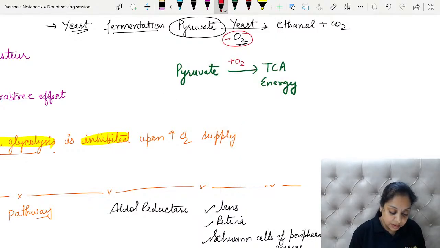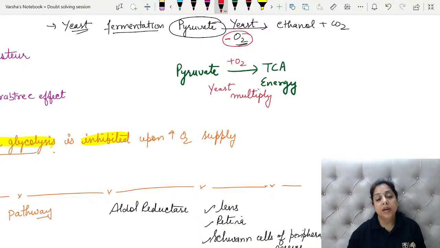Okay, in the presence of oxygen. So there are two case scenarios. Oxygen hai to means yeast is going to multiply. Yeast grow करेगा, multiply करेगा, energy चाहिएगा for their own production. And when oxygen is not there, it is going to give you the ethanol.